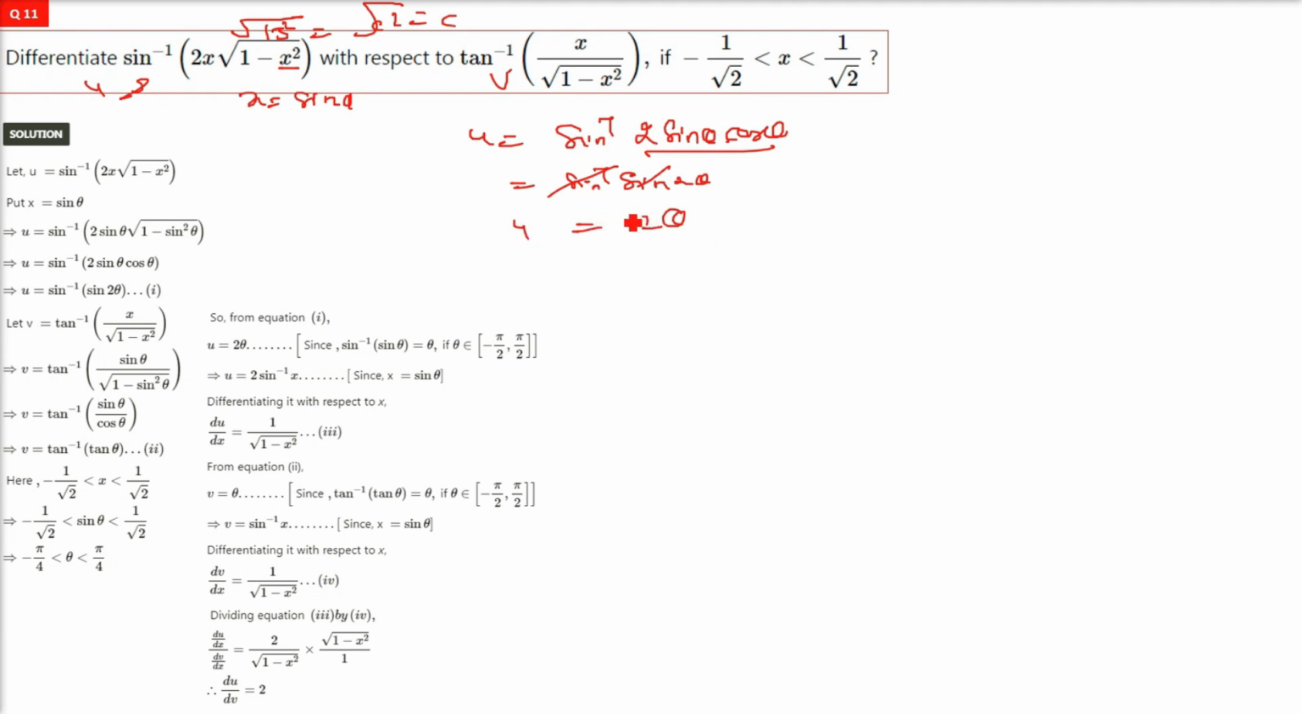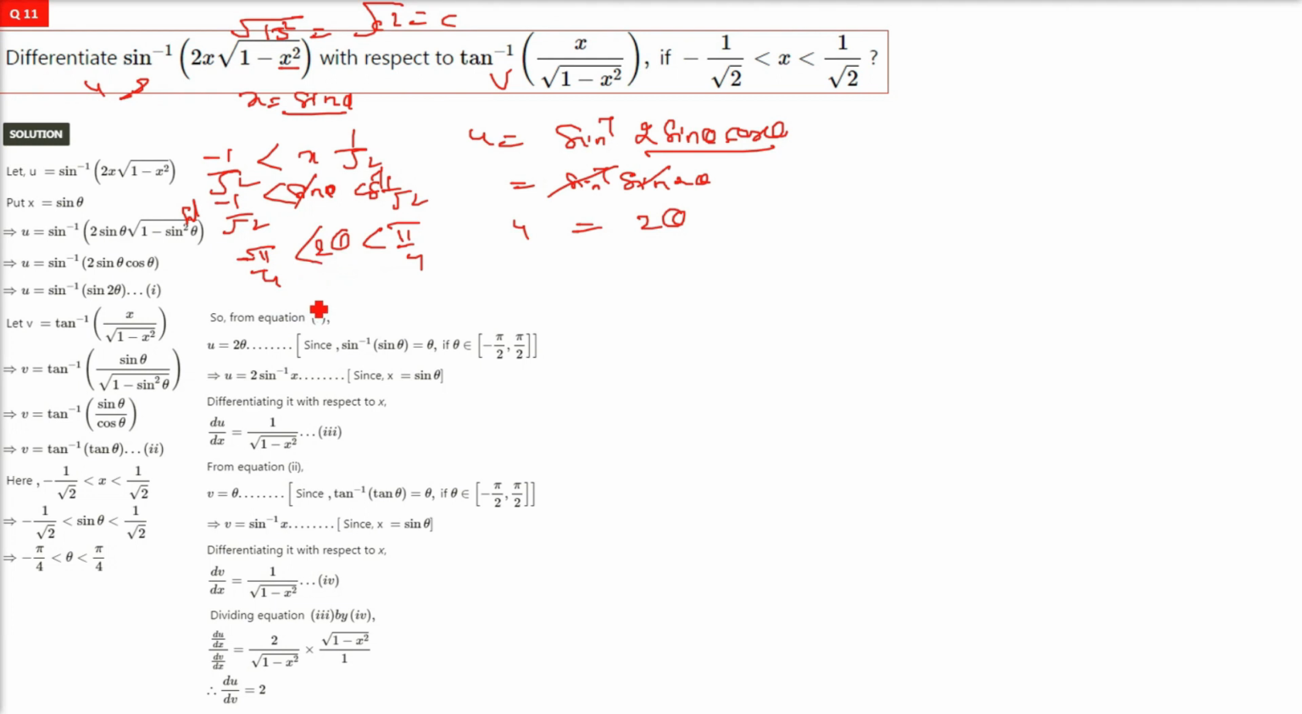Now you have to check also. Minus 1 by root 2 and 1 by root 2 is already given. So when you have x between negative 1 by root 2 and 1 by root 2, x is sine theta. So sine theta is between minus 1 by root 2 and 1 by root 2. So theta is equal to sine inverse of negative 1 by root 2 and 1 by root 2. When you take the sine inverse, it is simply pi by 4 and minus pi by 4. See that theta is between minus pi by 4 and pi by 4. Now minus pi by 4 and pi by 4 is in the range of minus pi by 2 and pi by 2. So we have no problem here.